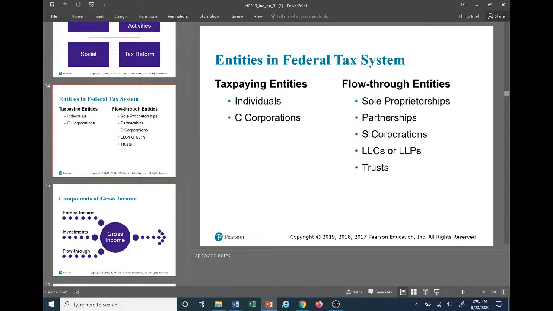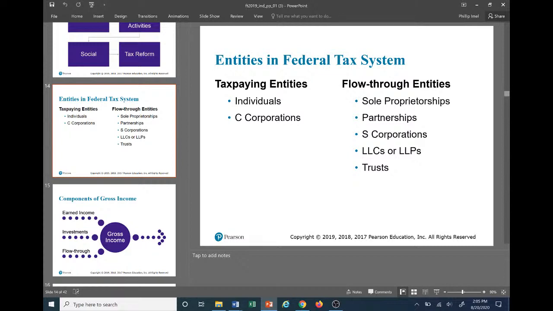Sole proprietorships, you should know what these are. Obviously, that's just an individual operating as a sole proprietor. Partnerships, that's when two or more individuals come together, and they share the debts, they share the income, and they usually have an ownership percentage and a partnership agreement that's drawn up between them.